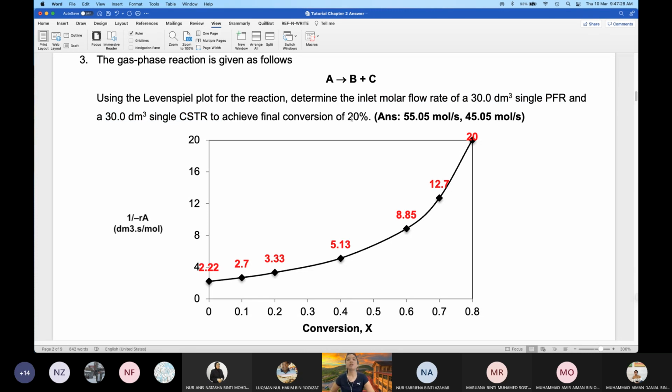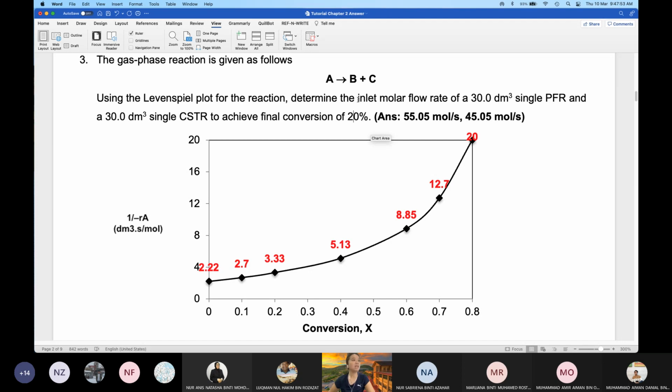So the question is easy. It gives us the Levenspiel plot. Don't forget the most important characteristic of the Levenspiel plot: the Y-axis is 1 over minus rA, the X-axis is X. So 1 over minus rA versus X. It also asks us to find the inlet molar flow rate, which is FA0.